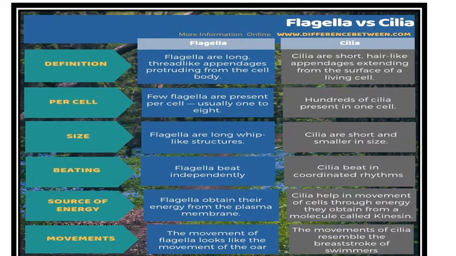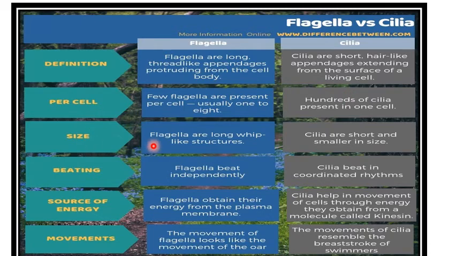So coming on to the differences between flagella and cilia, here is the definition. Flagella are long, slender, thread-like appendages protruding from the cell body, as we saw in the bacterial cell in the background image. Cilia are shorter, hair-like appendages extending from the surface of a living cell, as we saw in the example of paramecium with hundreds of cilia around it. So per cell there are very few flagella, while cilia are present in hundreds.